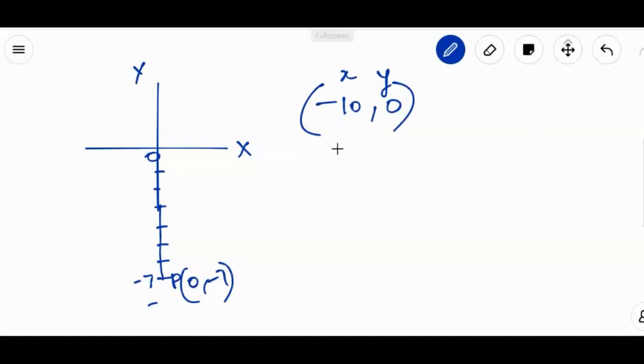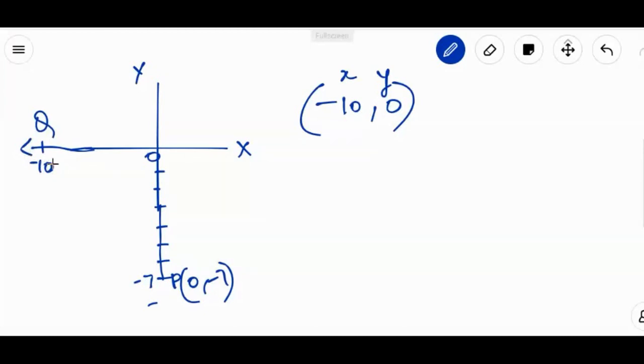This will be x and y. So x is minus 10, which means we need to go to the left of the x-axis. Suppose your minus 10 is somewhere here, comma 0. Your y part is 0, so the point remains at minus 10 only. It is not going anywhere. Let this point be Q. So where is Q now? Q is on the x-axis.